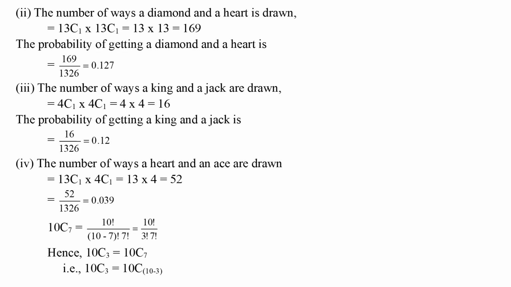(ii) The number of ways a diamond and a heart are drawn equals 13C1 × 13C1 equals 13 × 13 equals 169, as total diamond cards as well as heart cards are 13 each. The probability of getting a diamond and a heart is mentioned here. (iii) The number of ways a king and a jack are drawn equals 4C1 × 4C1 equals 4 × 4 equals 16. The probability of getting a king and a jack is mentioned here. (iv) The number of ways a heart and an ace are drawn equals 13C1 × 4C1 equals 13 × 4 equals 52.